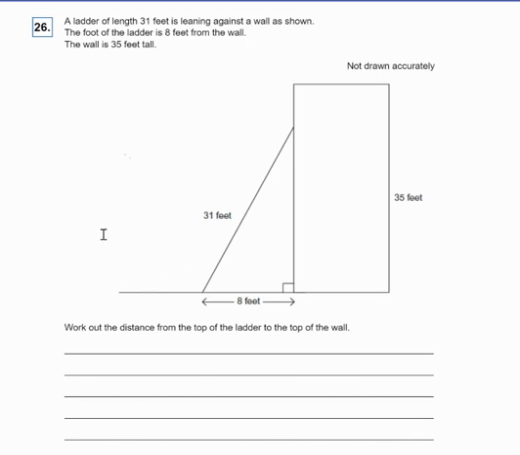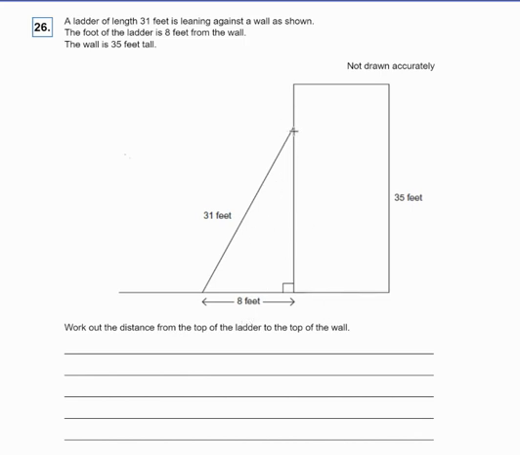So, here we have a question. A ladder of length 31 feet is leaning against a wall as shown. So that's the ladder there. The foot of the ladder is 8 feet from the wall, as shown here, and the wall itself is 35 feet tall. Work out the distance from the top of the ladder to the top of the wall.